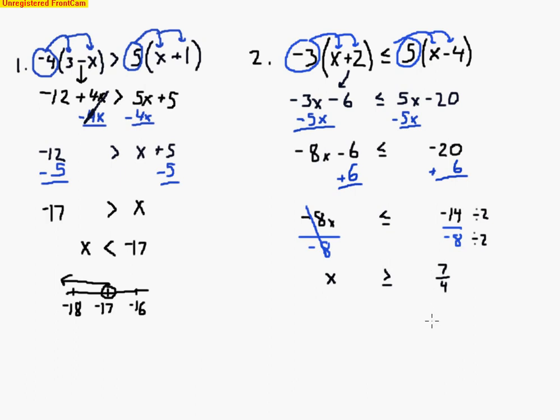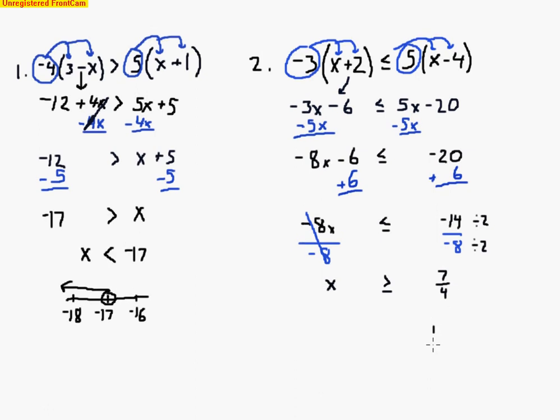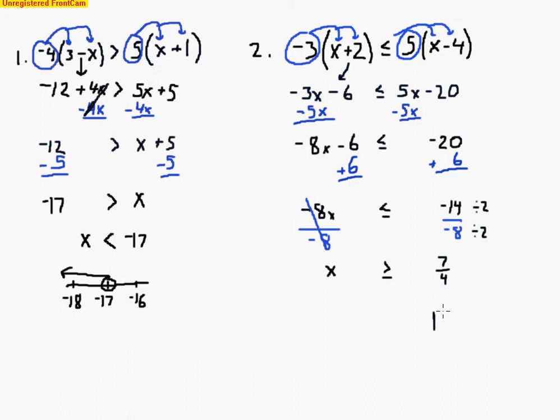We could change that to a mixed number by dividing 4 into 7. Well, it goes in there one time with 3 left over. And so 1 3/4 is the same as 7/4. I bring down my inequality sign, so x needs to be greater than or equal to 1 3/4.